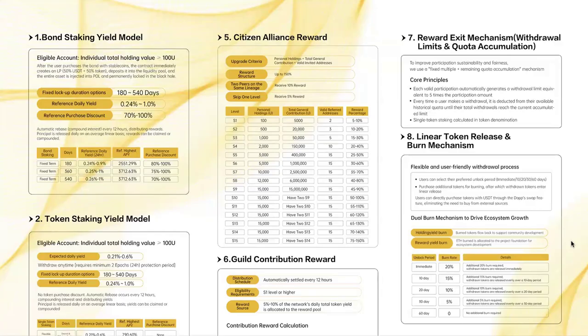So let's talk about bond staking. There are three different periods available, which are 180 days, 360 days, and 540 days, in which you can make from 0.24% to 1% a day. And that's how it works in terms of the daily yield that's being paid out.